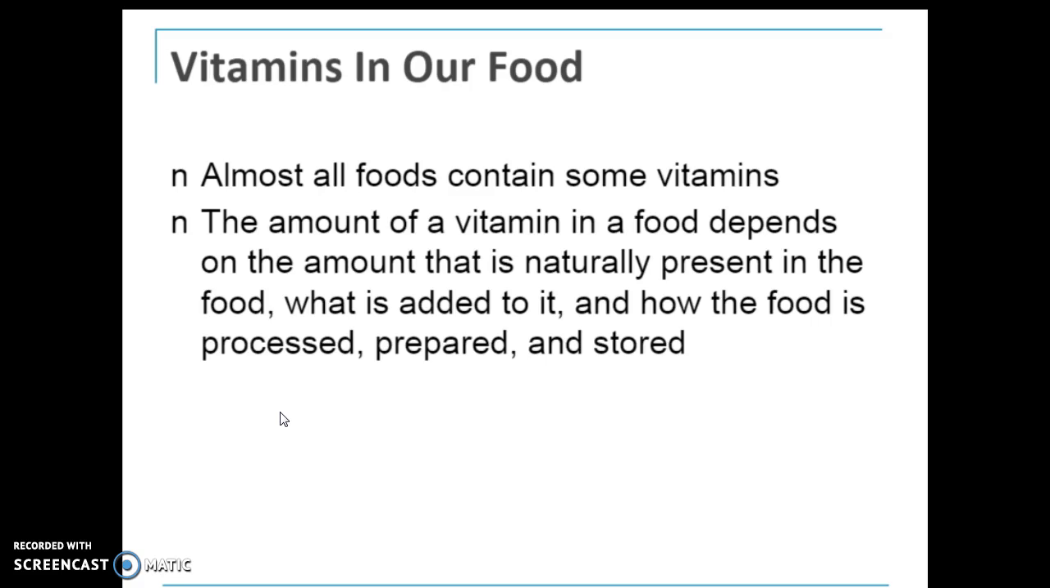Almost all foods contain some vitamins, and the amount of a vitamin in a food depends on the amount that's naturally present in the food, what's added to it, how the food's processed, prepared, and how it's stored. Because vitamins are organic molecules, they do tend to be destroyed by things like heat and light in cooking. They might drip out into the water if you're boiling something, and we'll talk about that in a little bit.